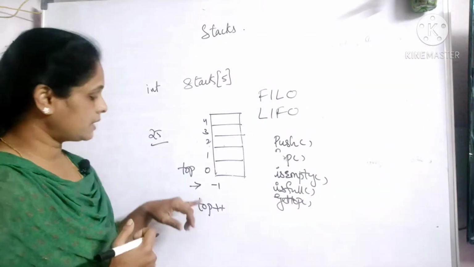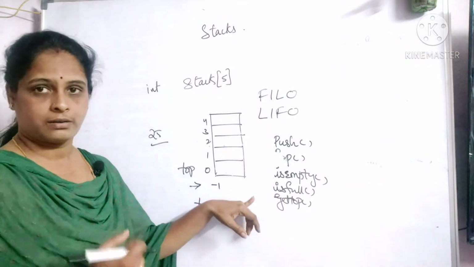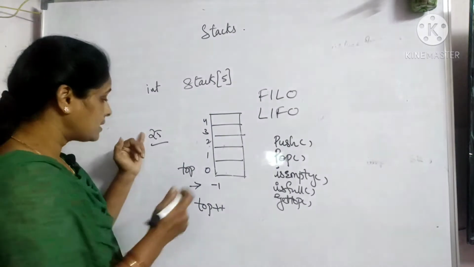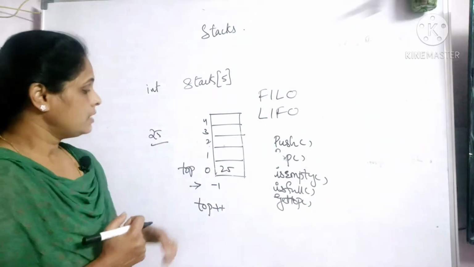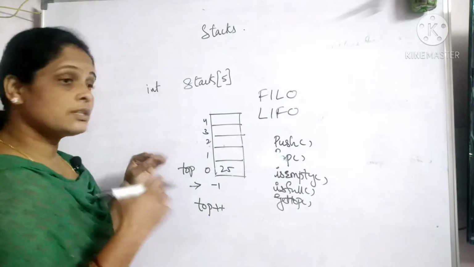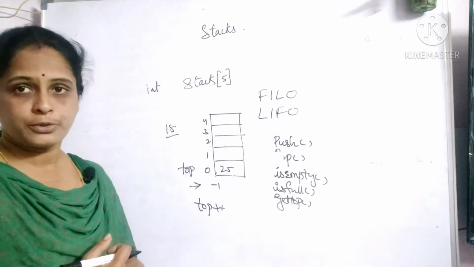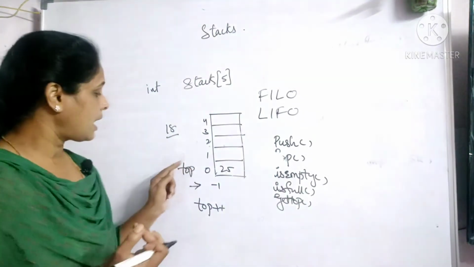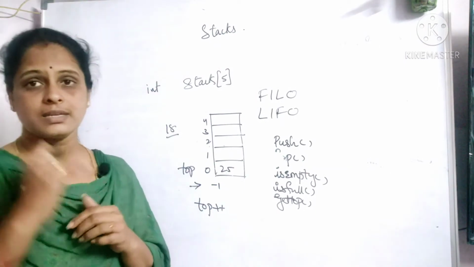Top comes here. That means top plus plus, -1 plus 1, which is 0. So top is at the 0th position, and only then can I insert this 25. Now, if I wanted to insert one more element, suppose I need to insert 18, that means I wanted to push 18. If I wanted to do that, what should I do? I have to increment the top position by 1, then only I can insert the element.